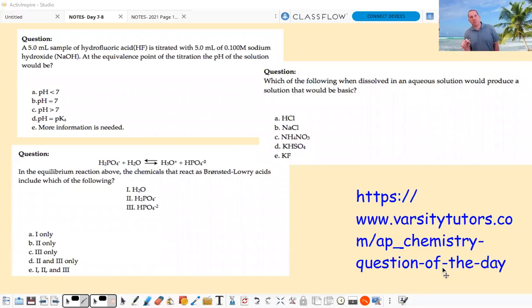So continuing on with buffers. I went through a big overview of it, so now we're going to get into a little more of the specifics, specifically the shape of a titration curve and what's occurring along the titration curve. We have done all of the calculations that we need to do, including all of the relevant chemical reactions.